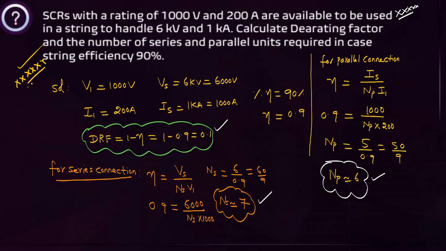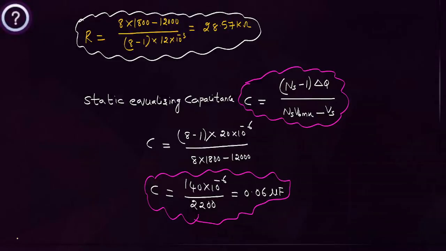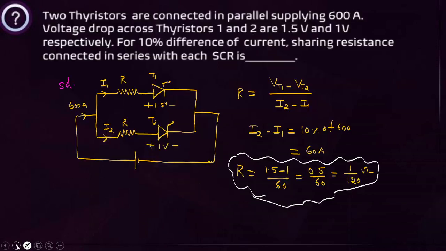Maximum, even from the GATE point of view, they are asking about series connected SCRs and parallel connected SCRs by giving string efficiency or by giving derating factors. Here I solved based on the static equalizing resistance. How to calculate the static equalizing resistance? I solved one model of question that you have to concentrate on. How to calculate the dynamic equalizing capacitance, I also solved. Please go through these problems.